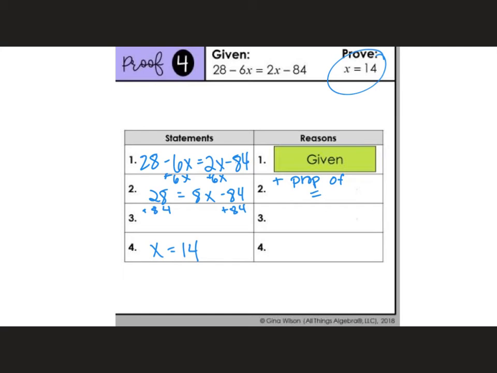Anyway, we've got 112 equals 8x. And we use the addition property of equality again. And when we divide both sides by 8, we do get 14. And we use the division property of equality for that last step. But see, we're just kind of solving.